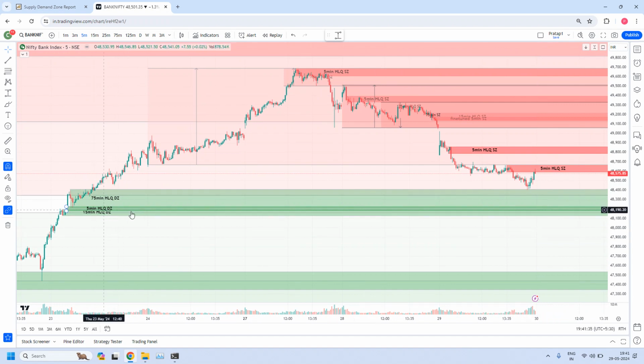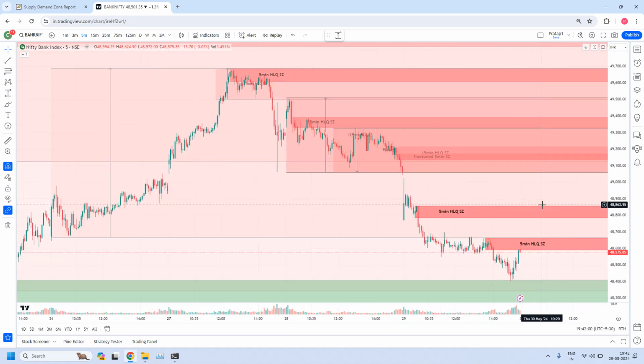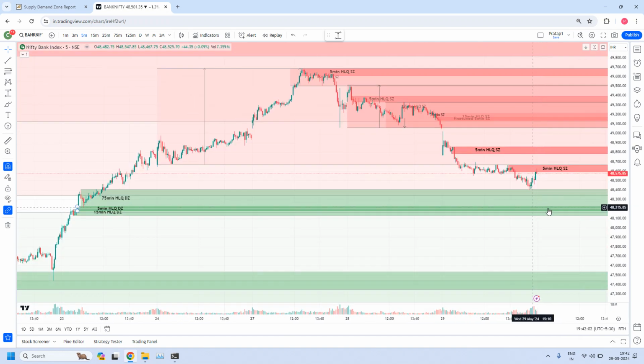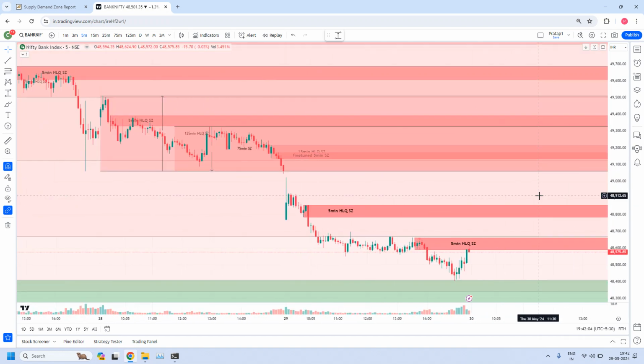So probably you may get a long opportunity in this 5 minutes high liquidity zone. That possibility is there. Or within this 75 minutes high liquidity demand zone, if you can find any fine-tuned 5 minute zone, then also you can plan a trade within this area. But the 5 minutes high liquidity demand zone acting as a bridge between the 75 minute zone and 15 minute zone might have a strong order flow. Somewhere here we get a long opportunity.